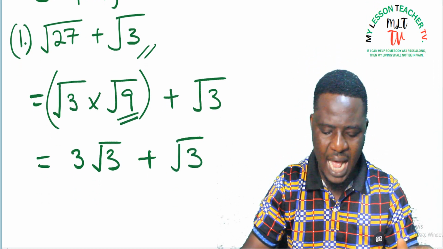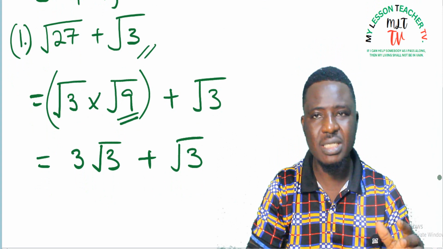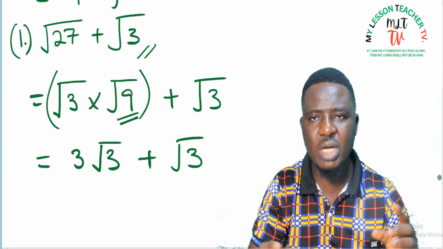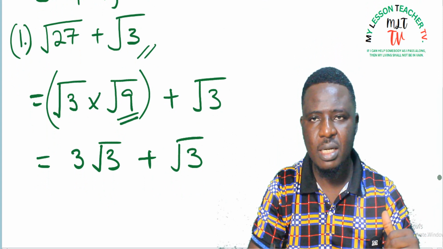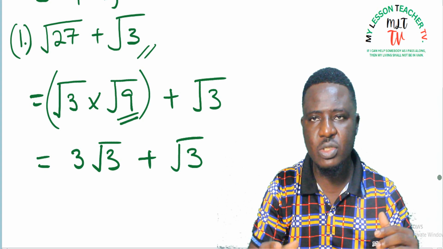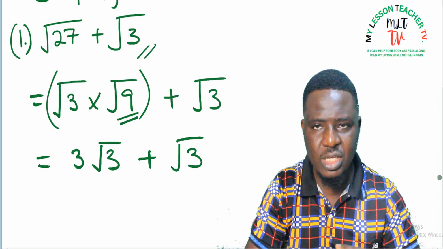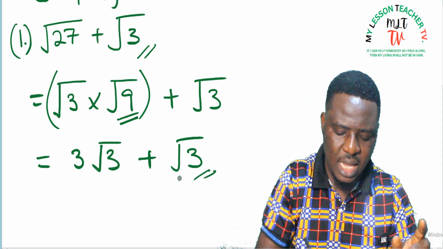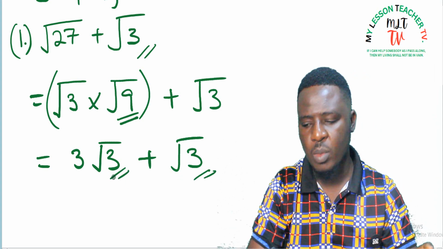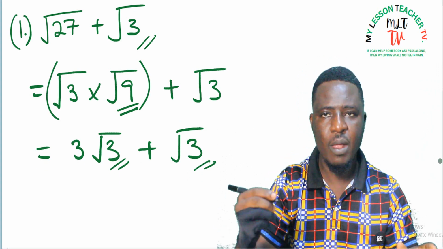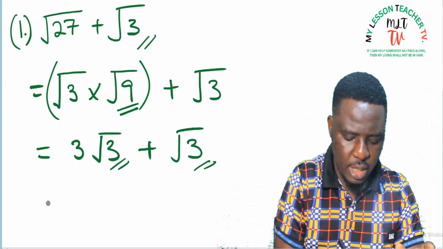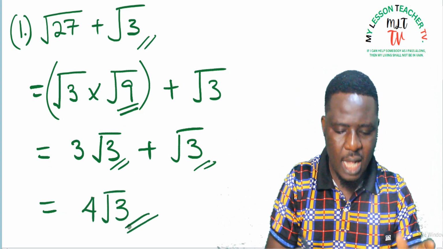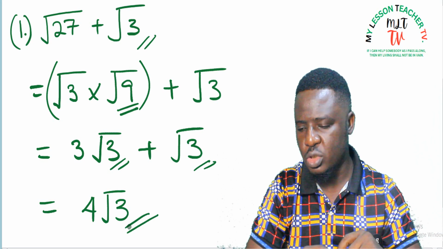Now, these are said to be similar surds. And remember, we said we can either add or subtract similar surds. I said it in the last class that for you to be able to add or subtract surds, there must be similar surds. And these two are said to be similar surds. How do I know they are similar surds? Because their irrational parts are equal. So adding 3 root 3 plus 1 root 3 gives us 4 root 3. And this is how to add two surds together.